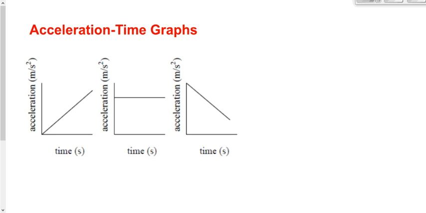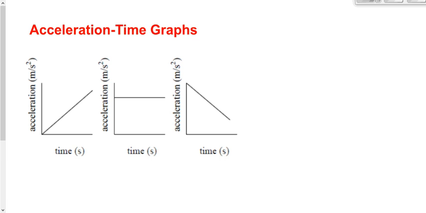On the board right now, we see 3 examples of acceleration time graphs. What would be our manipulated variable in these graphs? 3 graphs you've never seen before. Our manipulated variable in all 3 cases would be time, because it's on the x-axis. Acceleration would be the responding variable. It's on the y-axis. Good. Remember, the title is always y-axis versus x-axis as well.